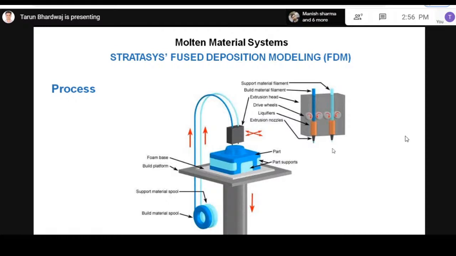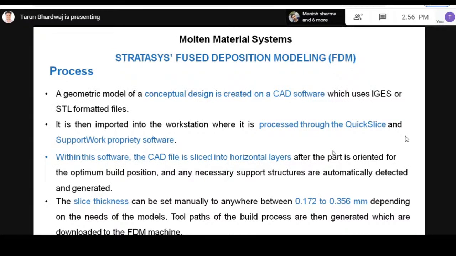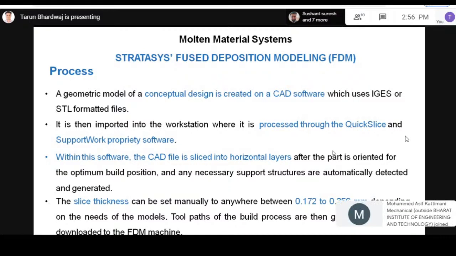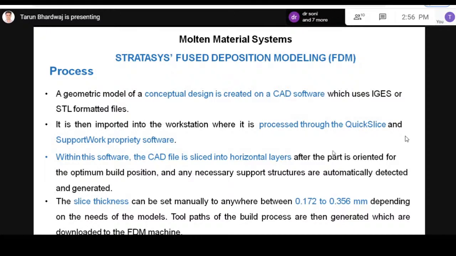If we talk about the process, the geometric model of a conceptual design is created in CAD, which uses IGES or STL formatted files, but mainly we use the STL file format. It is then imported into the workstation where it is processed through QuickSlice. This means we have to slice any solid product: if we have an STL file, then we have to slice it into layers. There are different software such as Slic3r and QuickSlice, and many other open source software. With this software, the CAD file is sliced into horizontal layers after the part is oriented for the optimum build position, and any necessary support structures are automatically detected and generated.